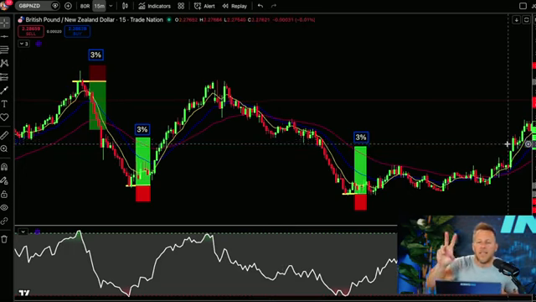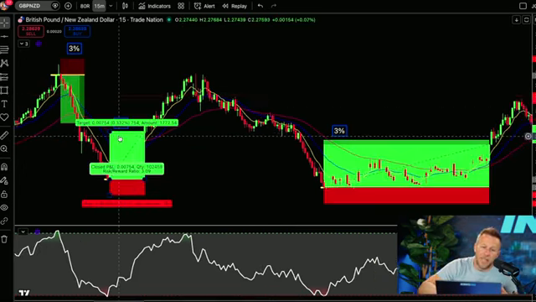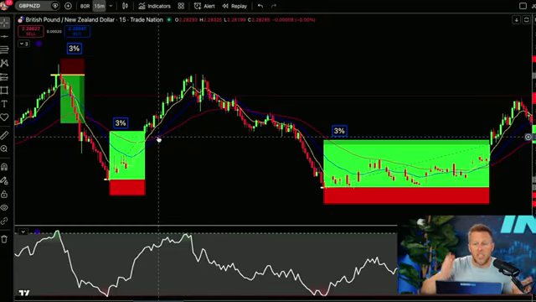Okay, now one thing to notice here, right, guys? The length of these things is the time we were in the trade. Why is that important to know? Here's why it's important.